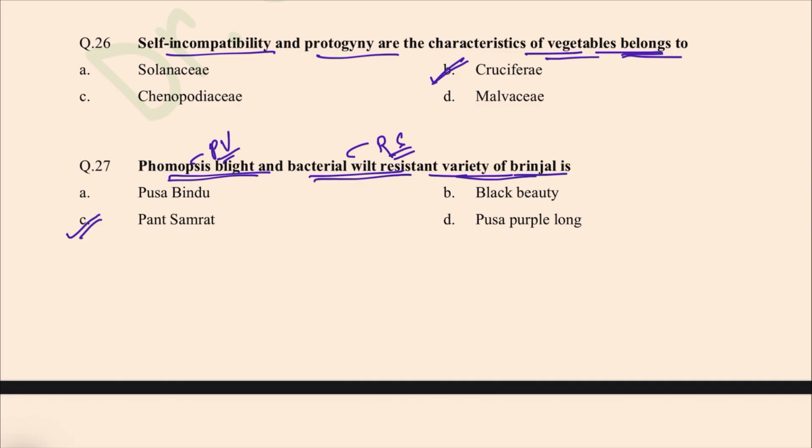The variety Pant Samrat, developed from Pantnagar, that is GBPUAT, is specifically known for its dual resistance to both of these major diseases. Pusa Bindu is a high yielding small round fruited variety. Black Beauty is a standard large oval fruit variety but genetically susceptible. Pant Samrat is correct. Pusa Purple Long is a popular long fruited variety but not specifically known for dual resistance.